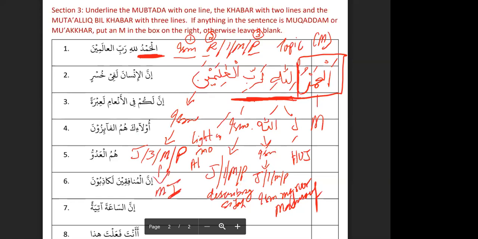So your bucket is still continuing. It's linked. And what will we call this bucket? That is the MBK. So how many lines should I put under Lillahi Rabbil Alameen? 3 lines. Exactly. And is anything muqaddam or muakhar in this? No. Good, excellent.